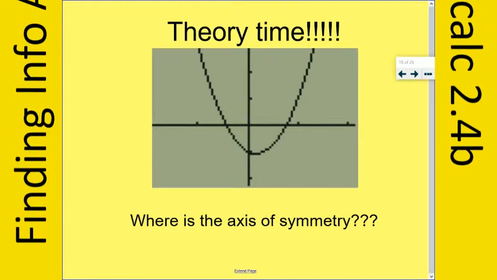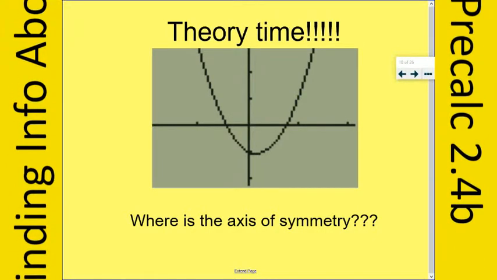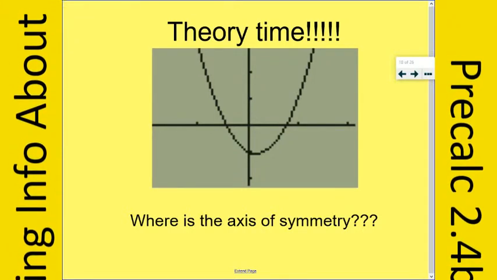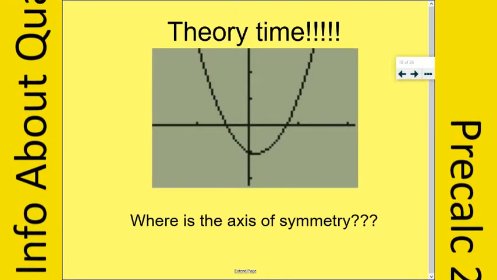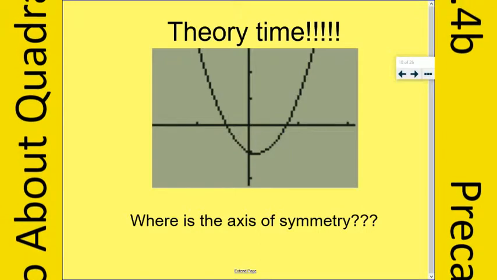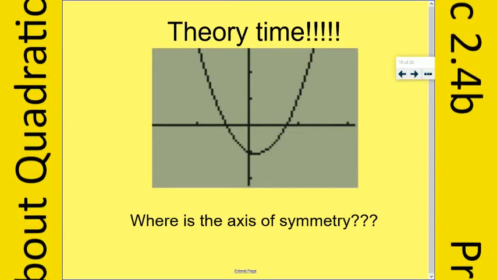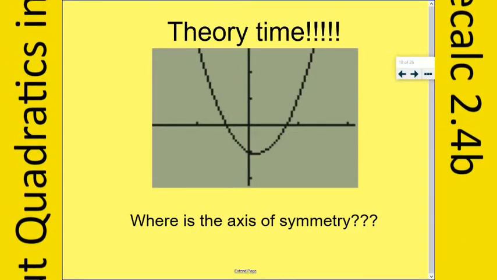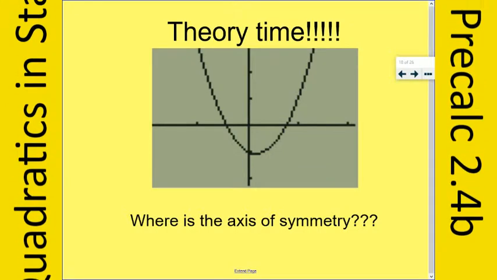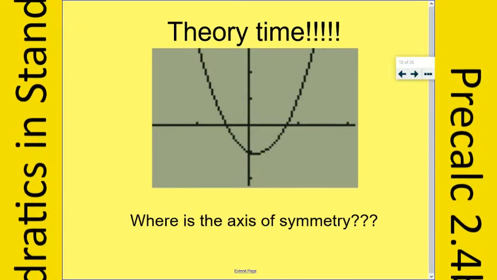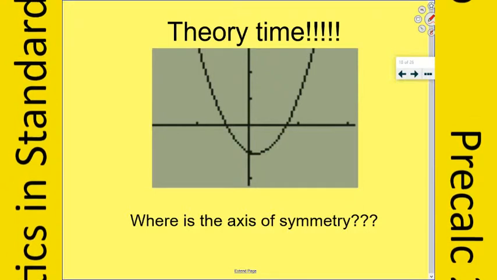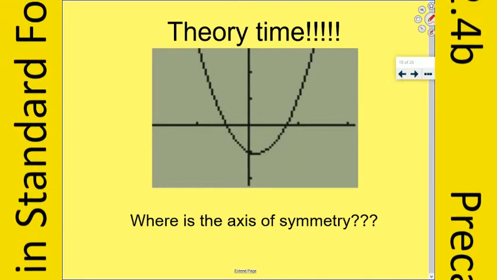All right, welcome everybody. Today we're going to be talking about how to find those things that we've been finding with vertex form equations. We're going to be talking about how to find them using standard form equations. We don't want to have to try to convert every standard form equation we find into vertex form, especially when they're kind of gross.